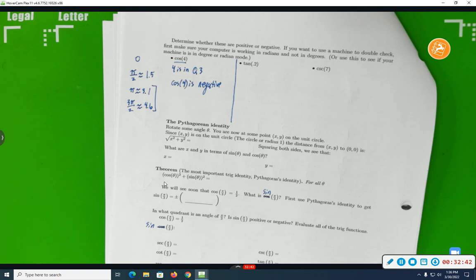Okay, I'll just be quiet for a moment. Tell me, are those quantities positive or negative?